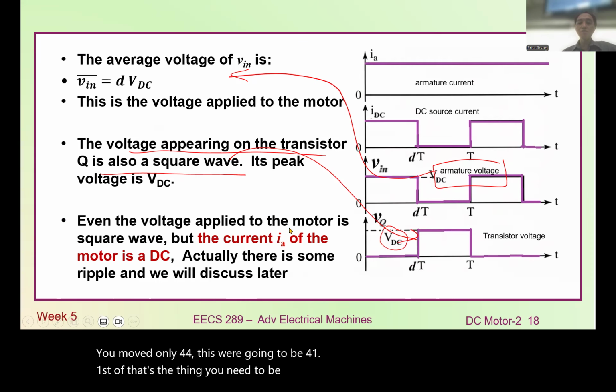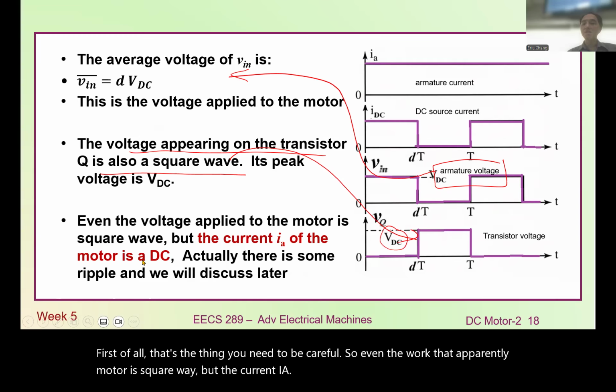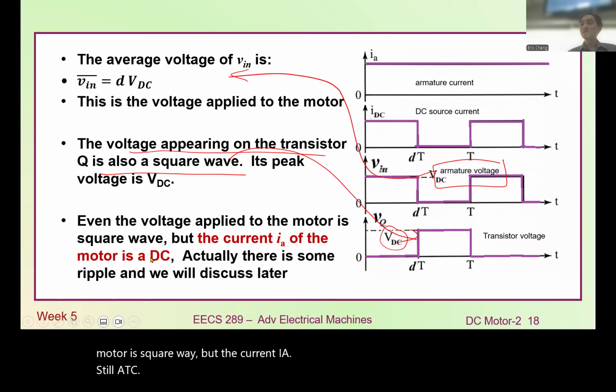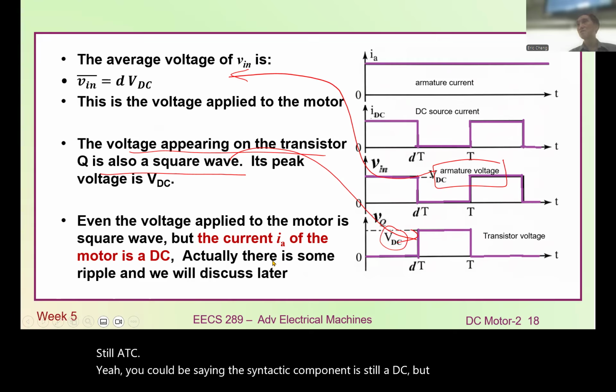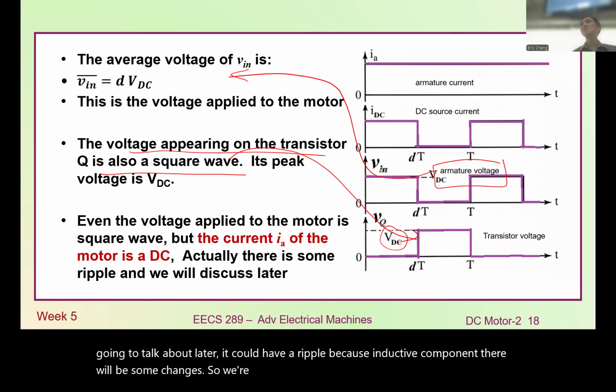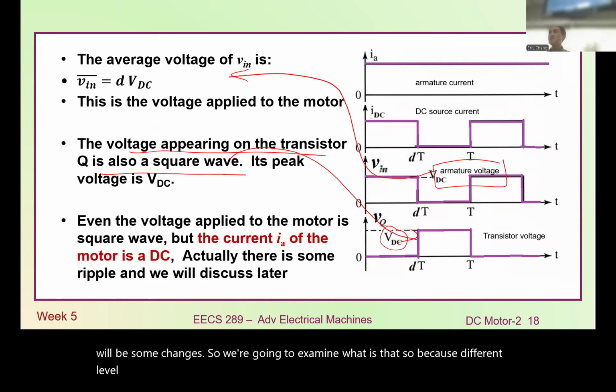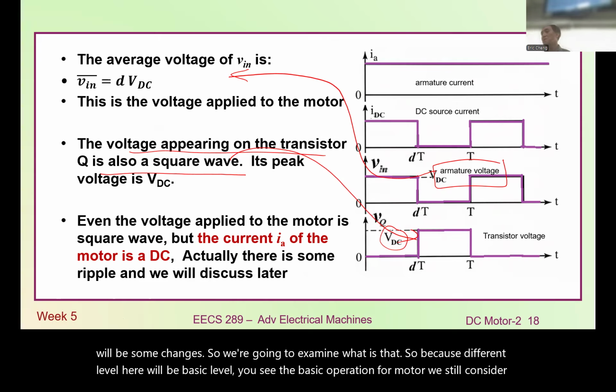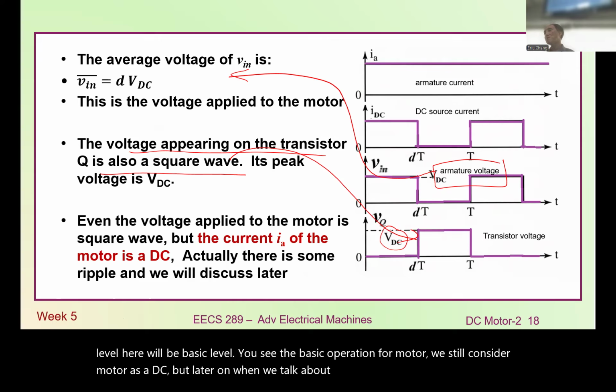Even though the voltage applied to the motor is a square wave, the current IA is still DC. Because it is an inductive component, it's still DC, but we're going to talk about it later: it could have a ripple, because there will be some changing. We're going to examine that. So we have different levels. Here is the basic level, the basic operation for the motor. We still consider the motor as DC, but later when we talk about more detailed operation or ripple, then we will understand more about that.